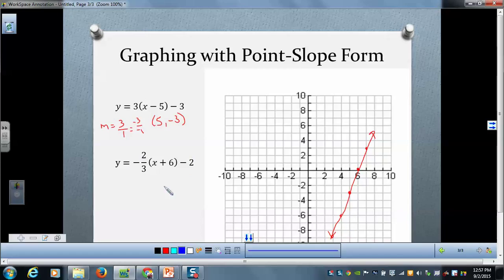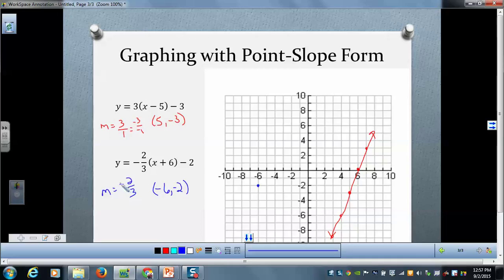The first thing I want to do is figure out what my x1, y1 would be. Now notice, this is a positive 6. That negative is part of the formula. So a negative times a negative creates this positive, so that must have meant that our x1 was a negative 6. And then once again, our y1 is this number, so our initial point is negative 6, negative 2, which is right here. Now I'm going to identify our slope, which in this case is negative 2/3.